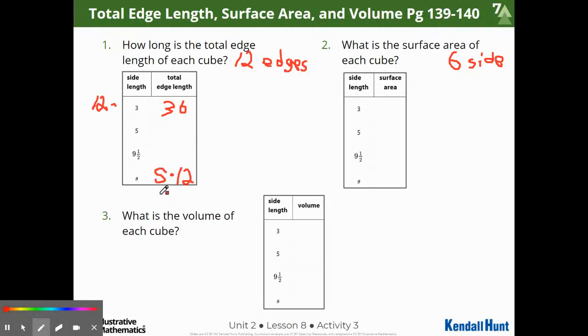There you go, looks a little bit better. S times 12, because 12 times 3 is 36. So go ahead and fill out the rest of this. But let's go ahead and I'm going to get you started on the other ones.